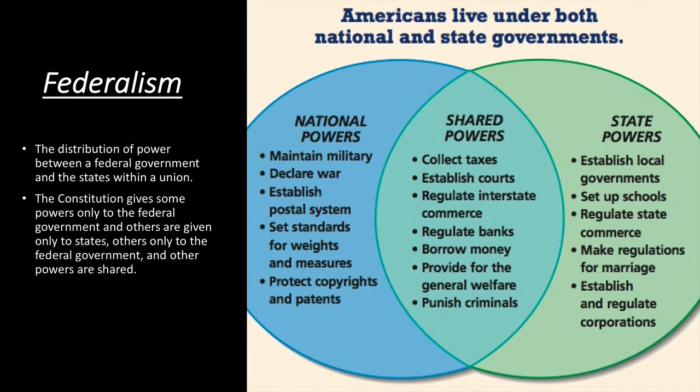So there are some shared powers here. And so again, you can see that both can punish criminals, both can borrow money and regulate banks. The national power is mostly concerned with the military, declaring war, things that the states can't do. The states, meanwhile, basically setting up schools became a big 10th Amendment right issue.